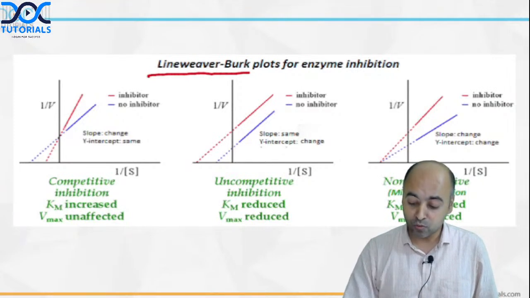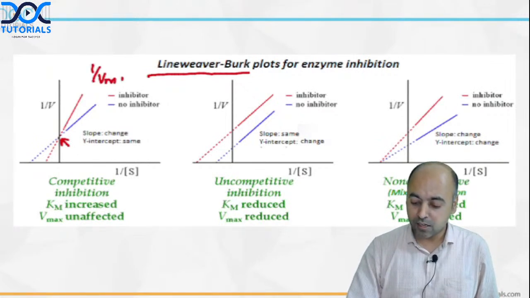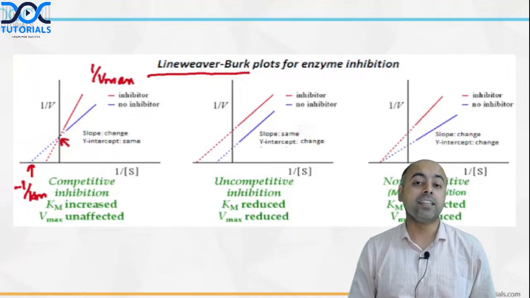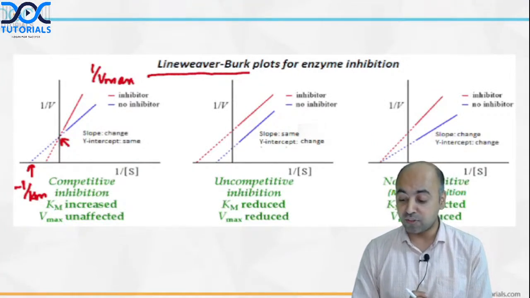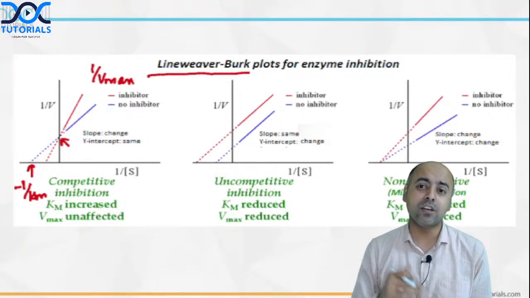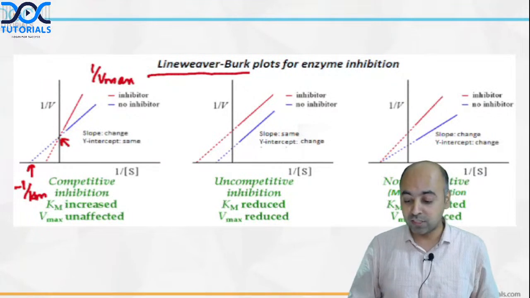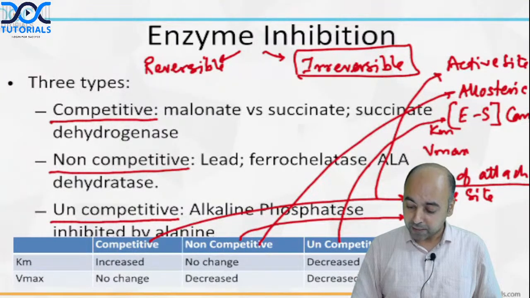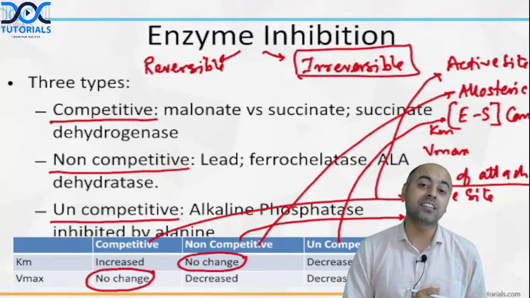About the Lineweaver-Burk plot, what we have to know is that where we are crossing the y-axis, that point is 1 upon Vmax. Where we are touching the x-axis, that point is minus 1 upon Km. Now I'll give you the trick to identify the type of inhibition in the graph, because sometimes when we are in a rush or under pressure, it can become confusing and we might not be able to quickly apply our mind. The trick is in the table at the bottom. What you have to remember is what doesn't change. What doesn't change will help you to identify the type of inhibition.